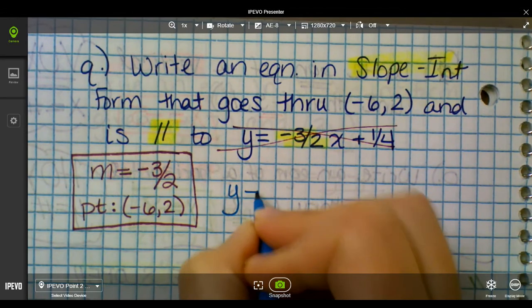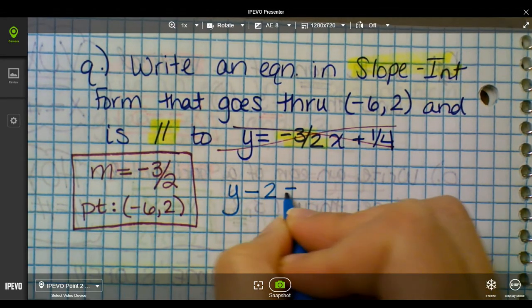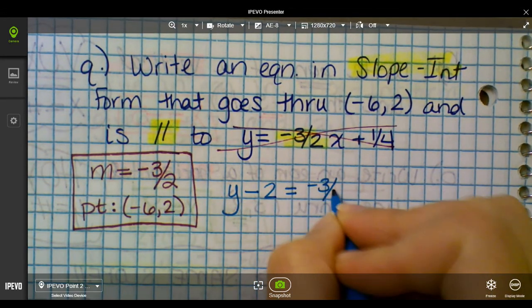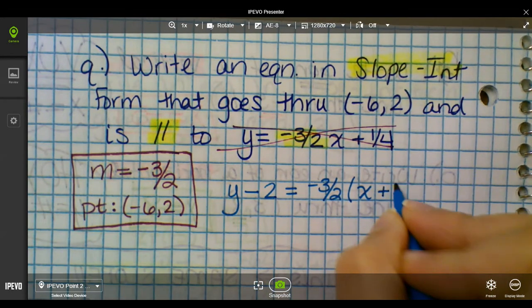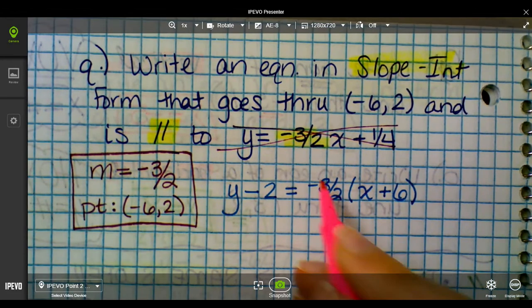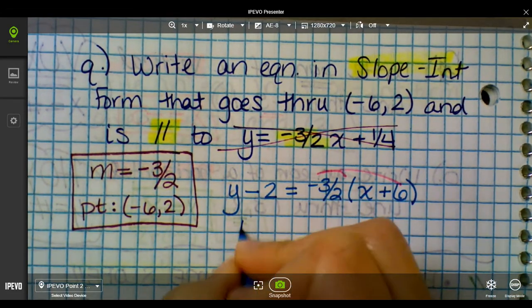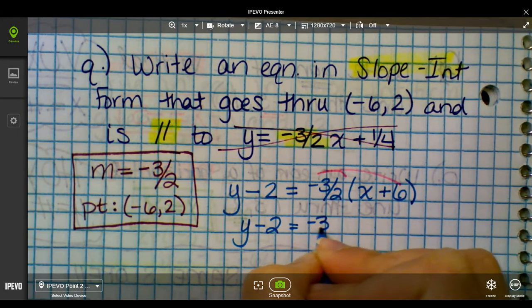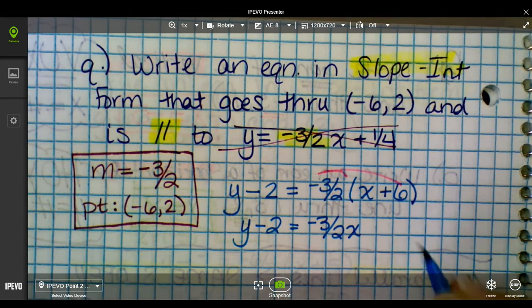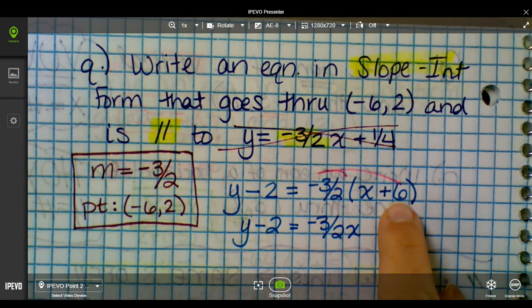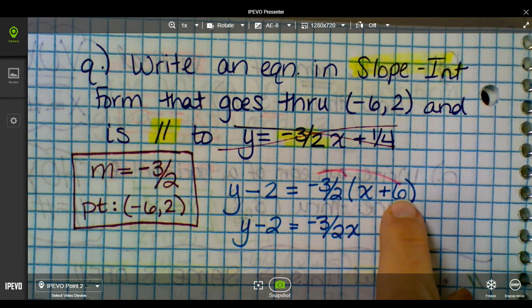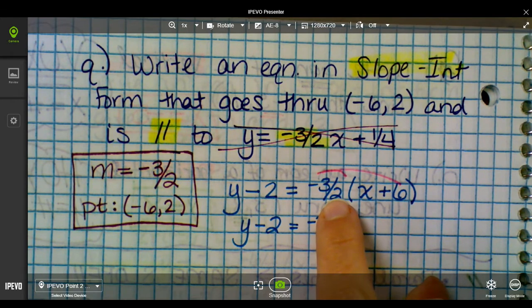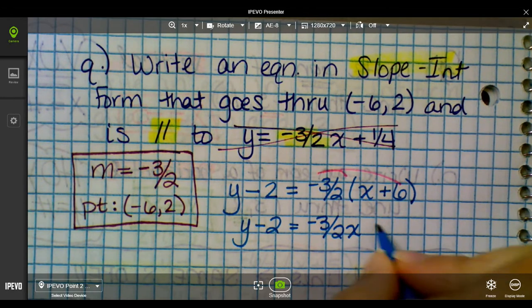So y minus y1, which is just 2, equals my slope, -3/2, times x minus x1. So x minus -6 is going to be a +6. Distribute: y minus 2 equals -3/2 x. And again, this one's really nice because I always check, can I take my whole number and divide it by my denominator? And I can in this case. So 6 divided by 2 is 3. And then 3 times -3 is -9.